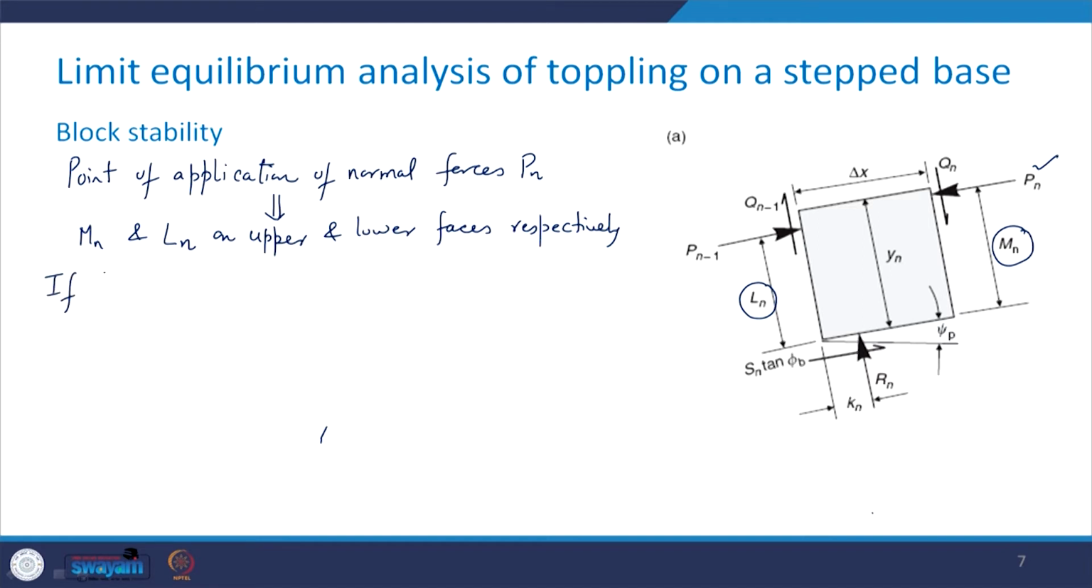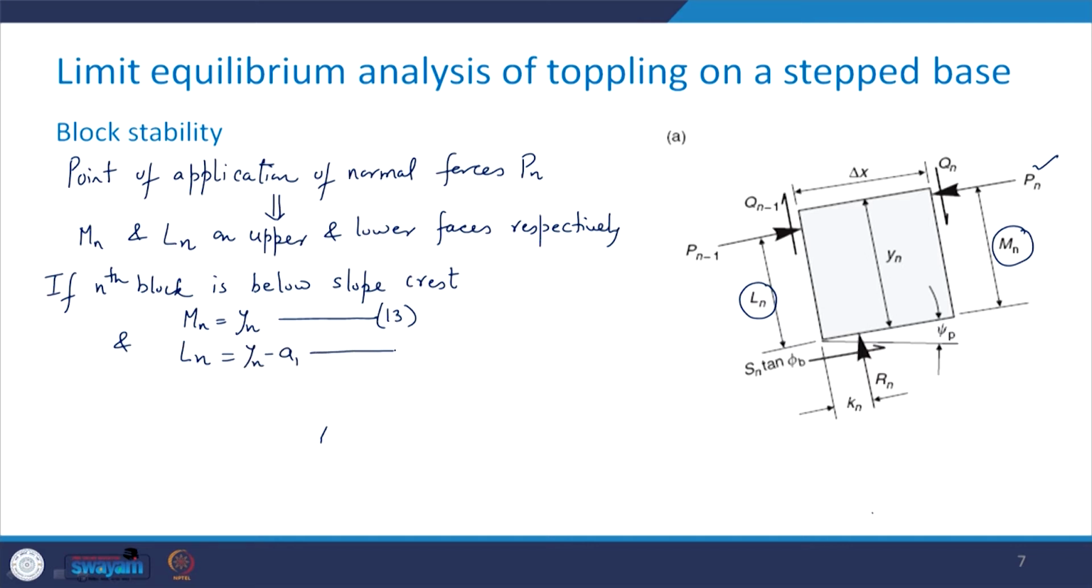If the nth block is below the slope crest, what will happen in that case? Your Mn will become equal to Yn. Make it equation number 13; till equation 12 we have covered in the previous class. And Ln will be equal to Yn minus A1. That's equation number 14.